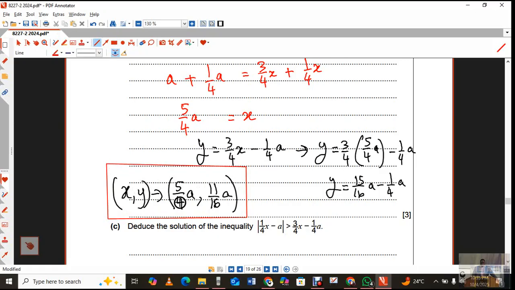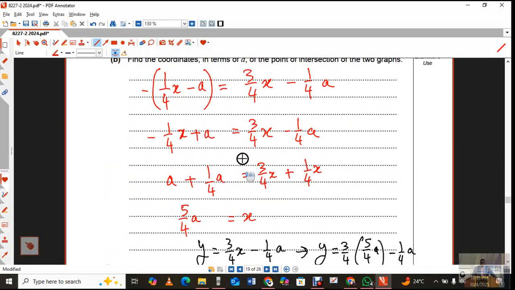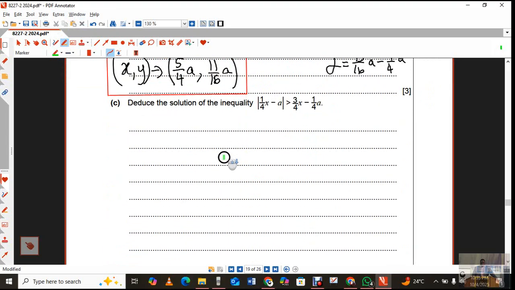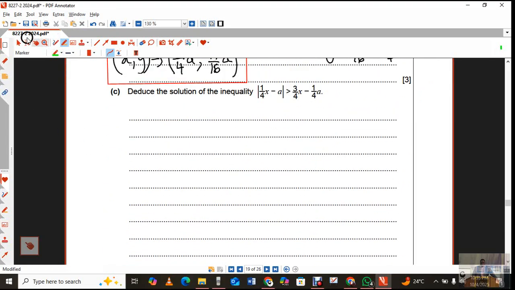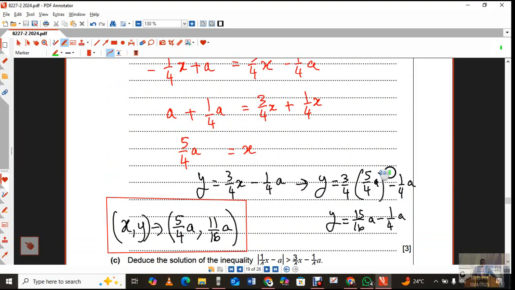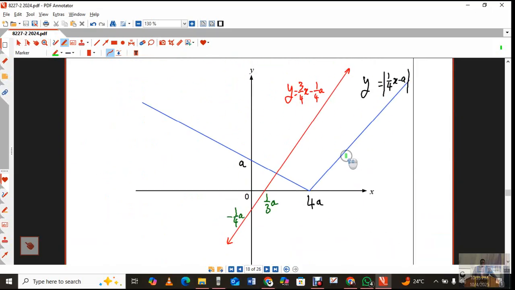It says in terms of, not x, but rather in terms of a. That's what your answers should be. You can see both of them have got a there. Right. They are saying we should deduce something, the solution of the inequality. So let me just bring that graph.